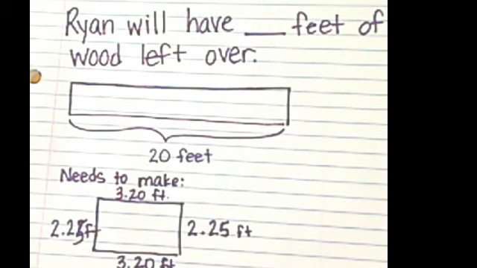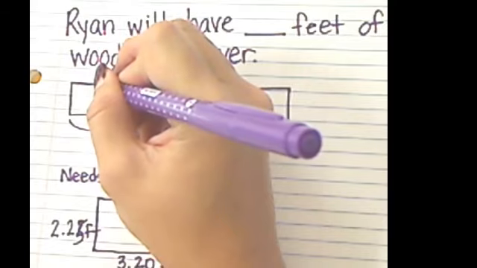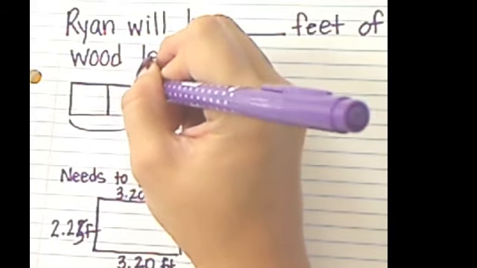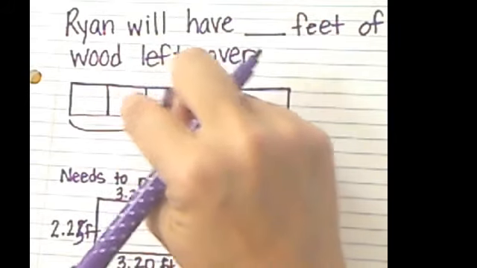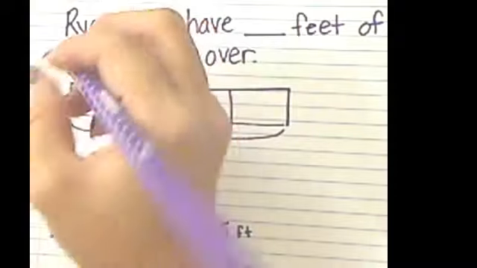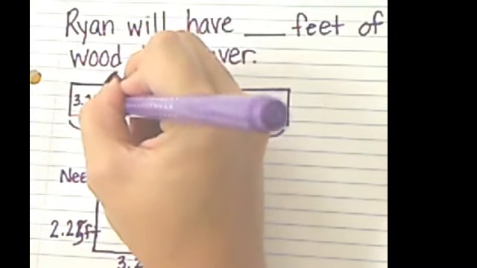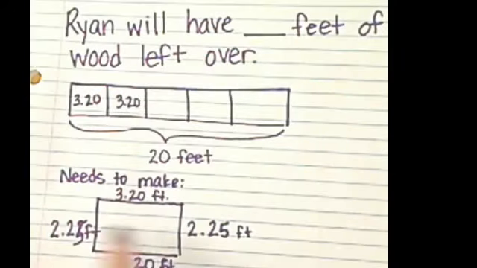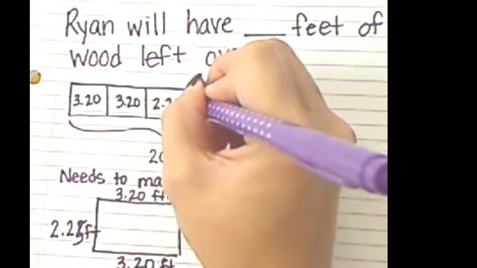So how many sides does the rectangle have? It's got 4 sides. So let's cut some. 1, 2, 3, 4 pieces. 2 pieces are 3 and 20 hundredths of a foot. 2 pieces are going to be 2 and 25 hundredths of a foot.